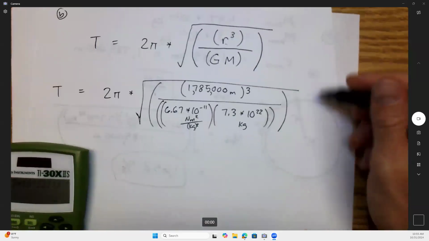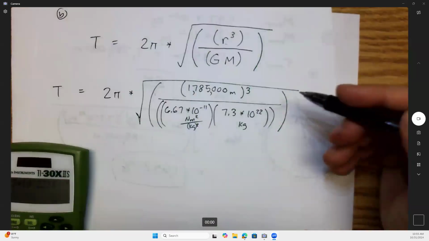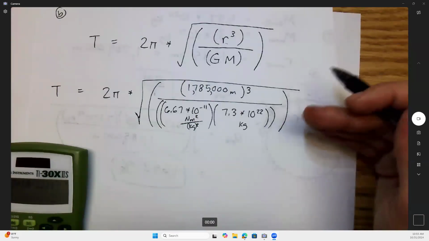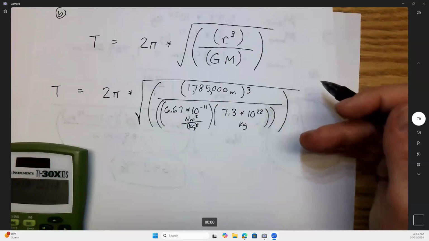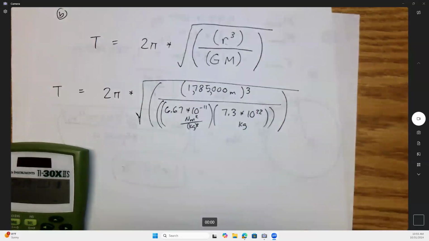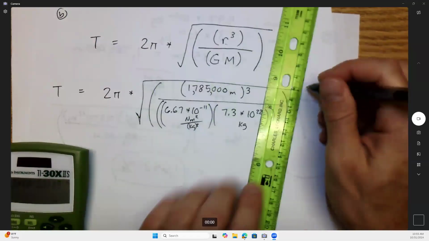Let's do one more thing. I think I got enough paper over here, because when you hit enter, you're going to get a number. That's going to be some number of what? What's the unit? Seconds, wouldn't it? Do you guys think it's a crazy number of seconds to orbit the moon? What would be a more reasonable unit? Hours. All right, how do you convert from seconds to hours?